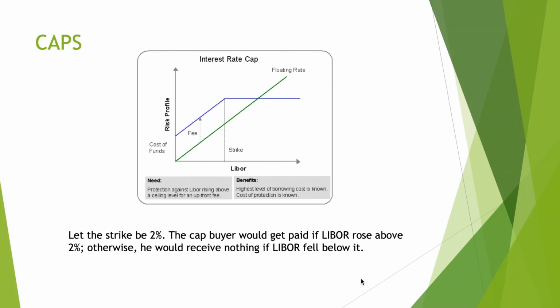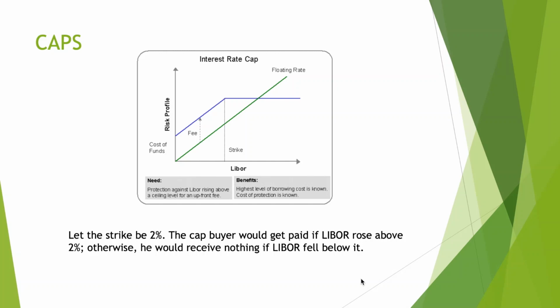Caps are frequently purchased by issuers of floating rate debt who wish to protect themselves from the increased financing costs that will result from a rise in interest rates. Investors use caps and floors to hedge against the risk associated with floating interest rates. Cap holders will benefit from any rise in interest rates above the strike, while floor holders will benefit from any fall in interest rates below the strike.